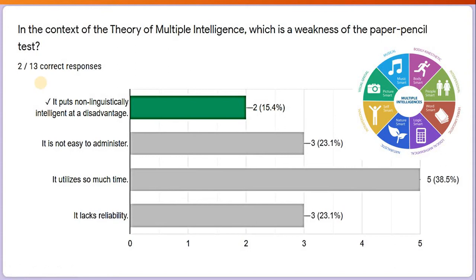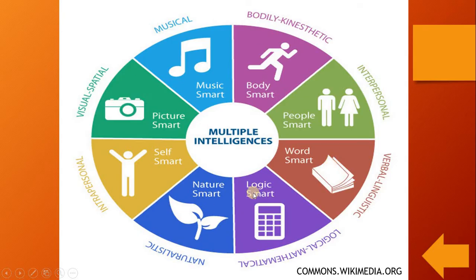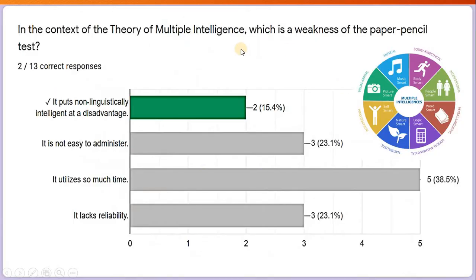So here is the question from your diagnostic test. In the context of the theory of multiple intelligence, which is a weakness of a paper pencil test? Unfortunately, only 2 out of 13 were able to get it right. Correct answer is the first choice. It puts non-linguistically intelligent at a disadvantage. What do we mean by this? If we look at the theory of multiple intelligence, there are actually a lot of intelligences for students. If we have a pen and paper test, normally we will only focus on the verbal linguistic side of this theory. And logic smart, nature smart, self smart, picture smart, music, body, and people smart were already disregarded. So if we go back to this question, if we only focus on pen and paper, naturally, these students who have this intelligence are at a disadvantage. So that's the meaning of the first option.